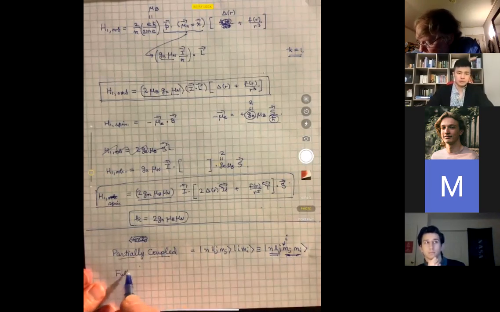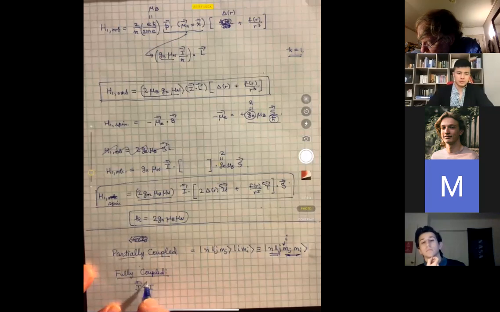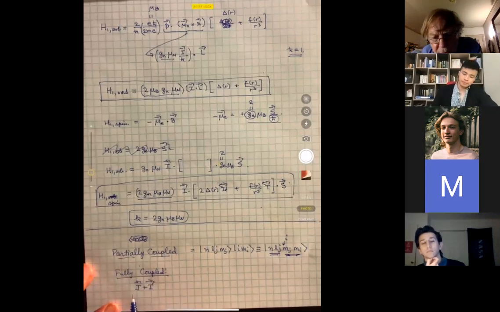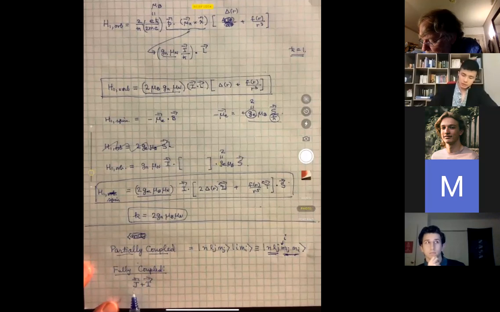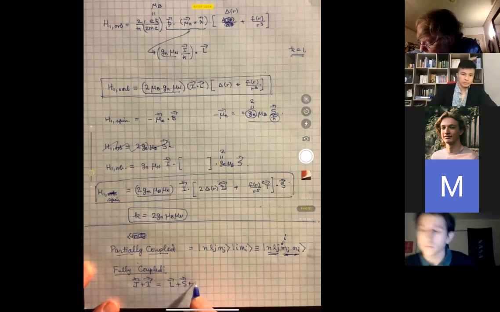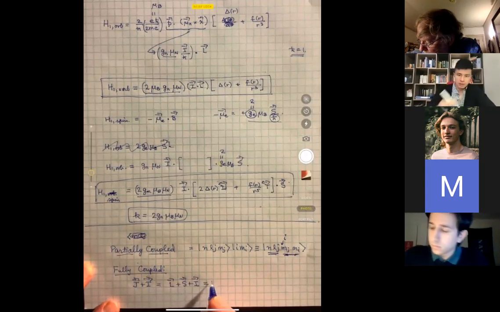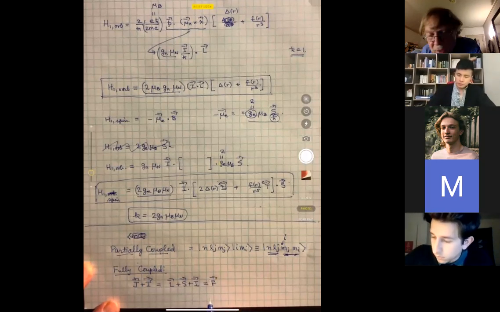However, we can also create a fully coupled basis, which is obtained by combining J plus I. J is, of course, the entire angular momentum of the electronic part of the Hamiltonian. We add to that the angular momentum of the nucleus to give us the total angular momentum of the entire atom. This is the same thing as L plus S plus I. It's a sum of 3 angular momenta. And it's standard to call it in this business F. F is the usual symbol for the total angular momentum of the atom, including the nucleus.